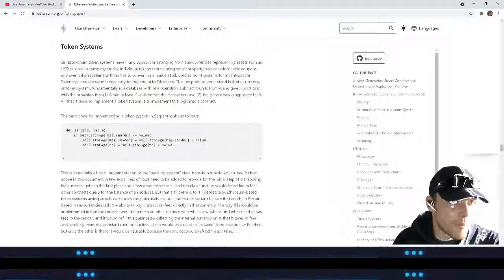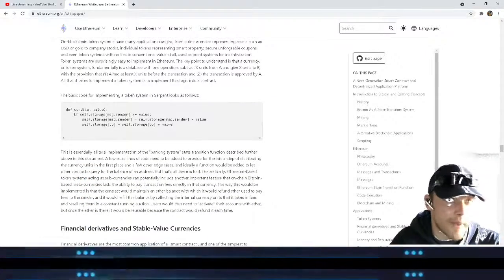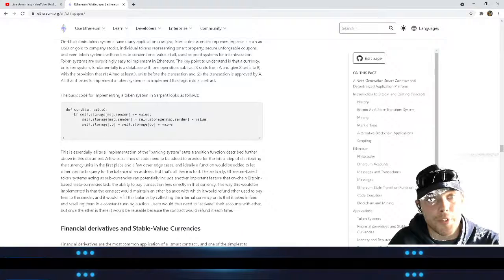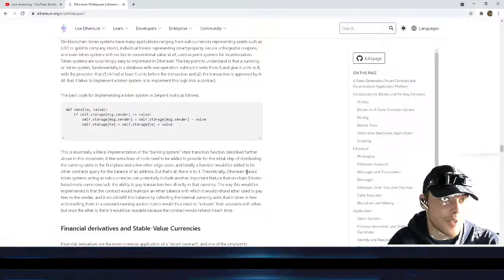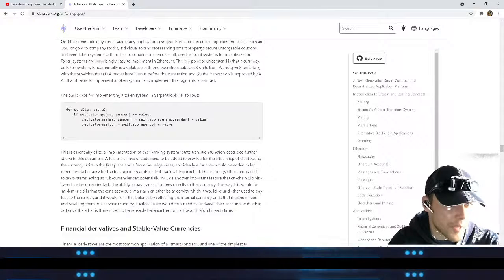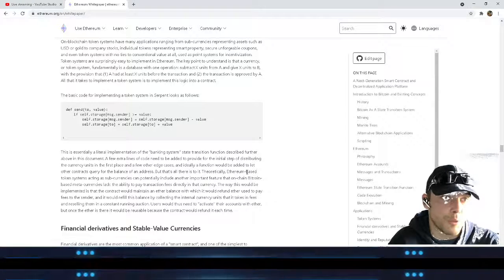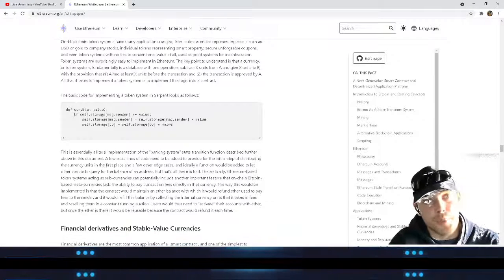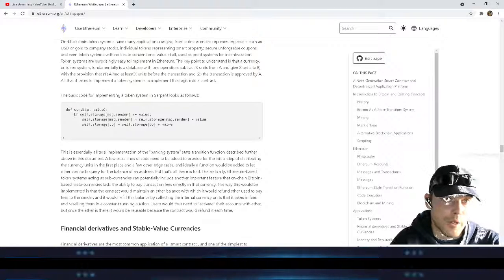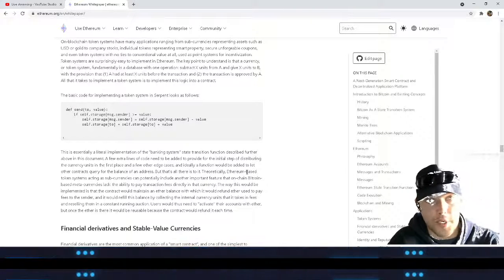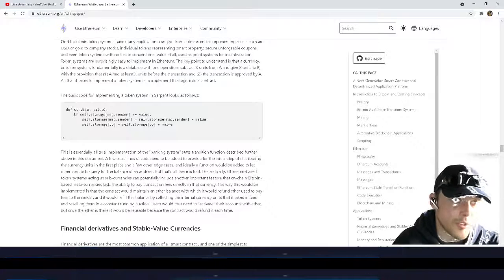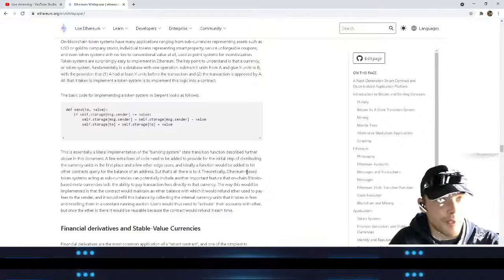Token systems. On-blockchain token systems have many applications ranging from subcurrencies representing assets such as USD or gold to company stocks, individual tokens representing smart property, secure unforgeable coupons, and even token systems with no ties to conventional value at all, used as point systems for incentivization. Token systems are surprisingly easy to implement in Ethereum.